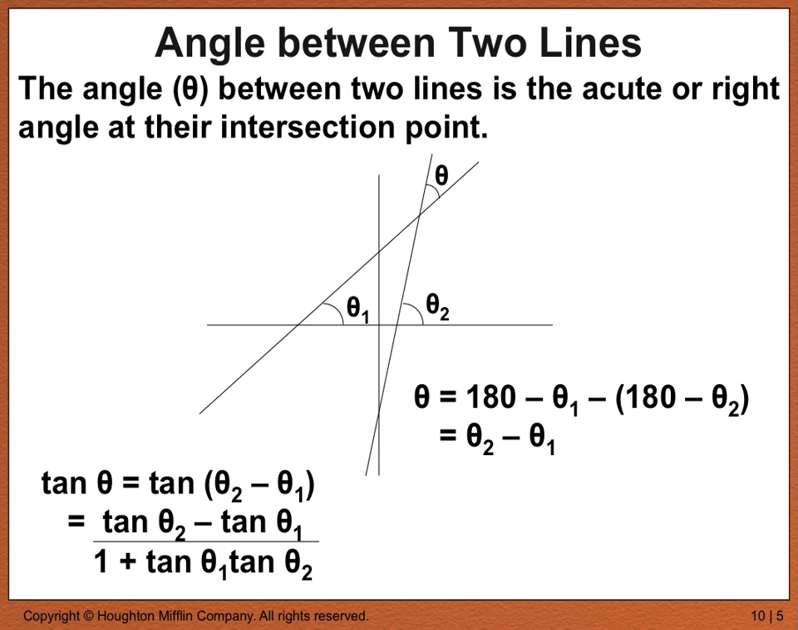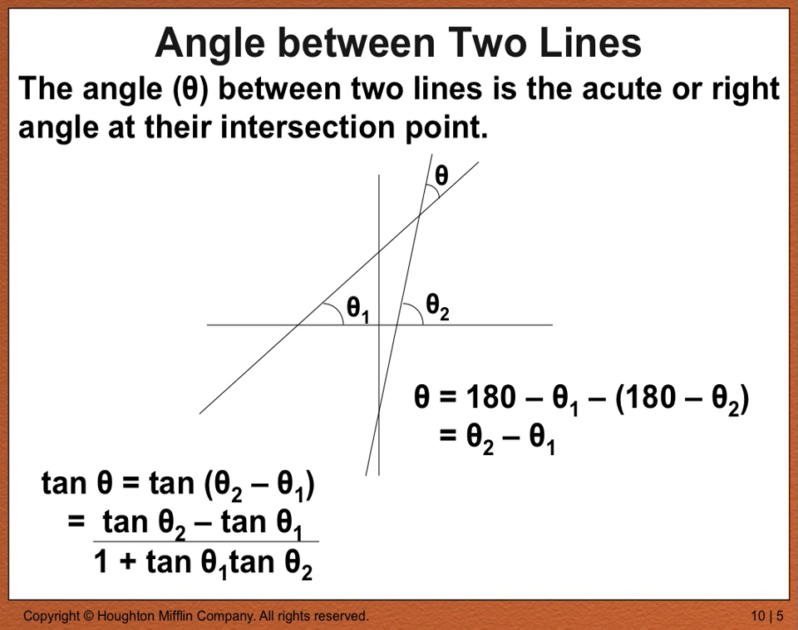So the tangent of theta, and we already showed that theta equals theta 2 minus theta 1. So the tangent of theta equals tangent of theta 2 minus theta 1, which equals this expression: tan theta 2 minus tan theta 1 over 1 plus tan theta 1 tan theta 2.